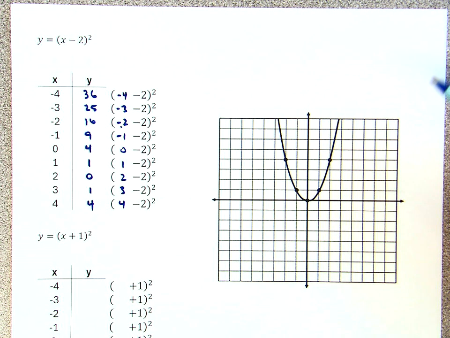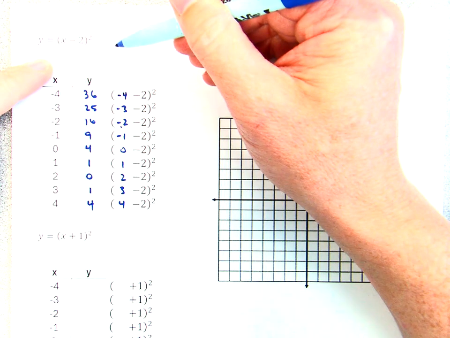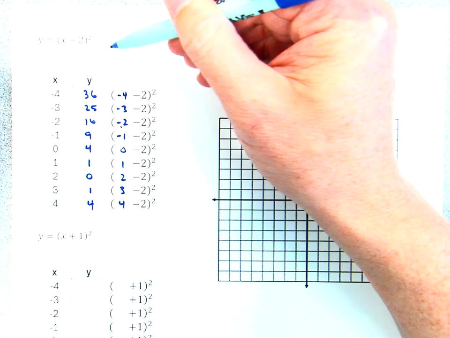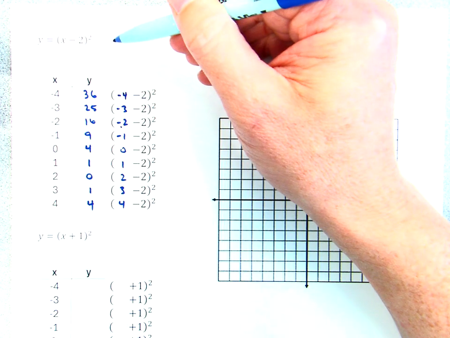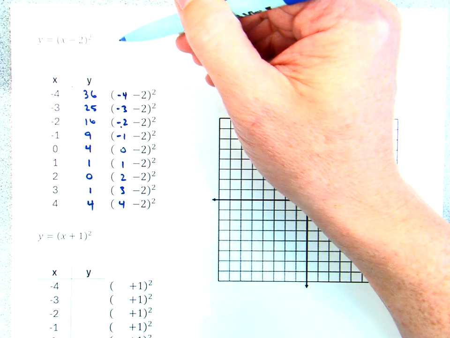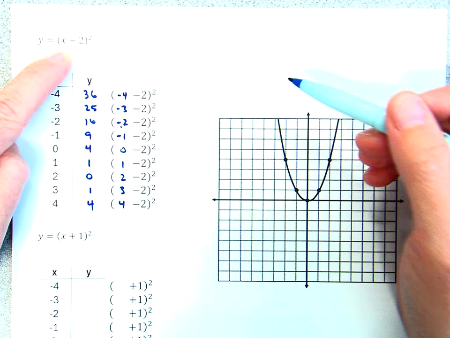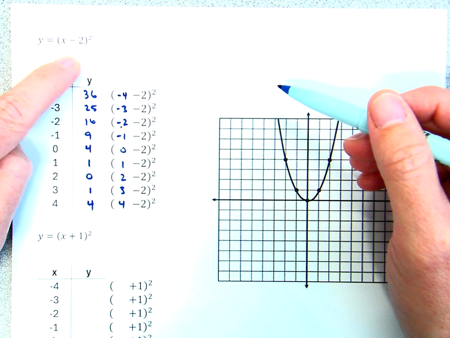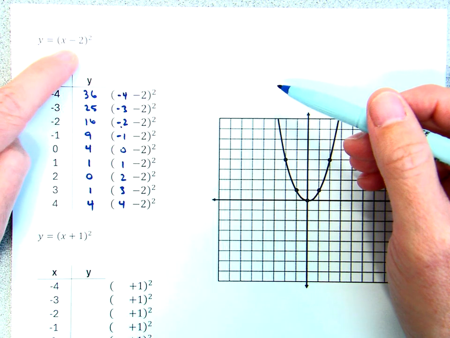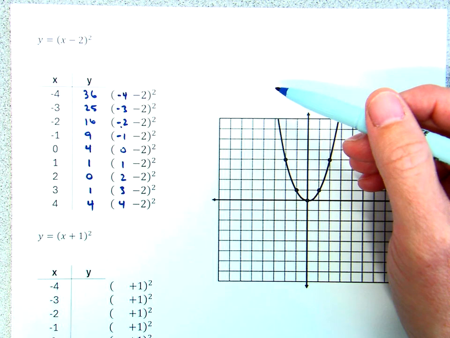So if we're thinking about how the last set of transformations worked, when we added a value to the y, it increased the y's or shifted it up. If we subtracted a value from y, it decreased the y's or shifted it down. So at first glance, you might say, well, if the x is going to be subtracted by 2 before we square it, then a minus 2 should move it to the left 2.